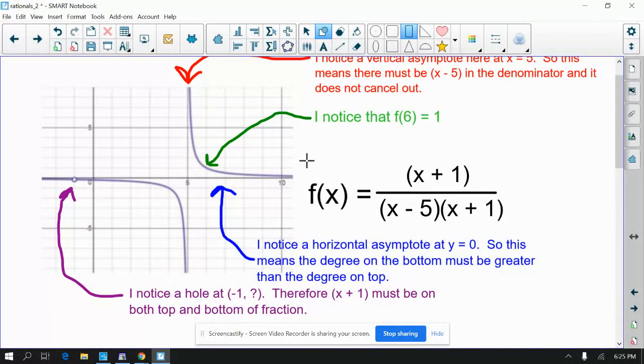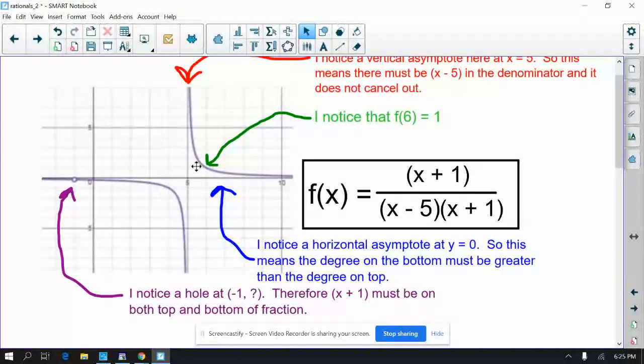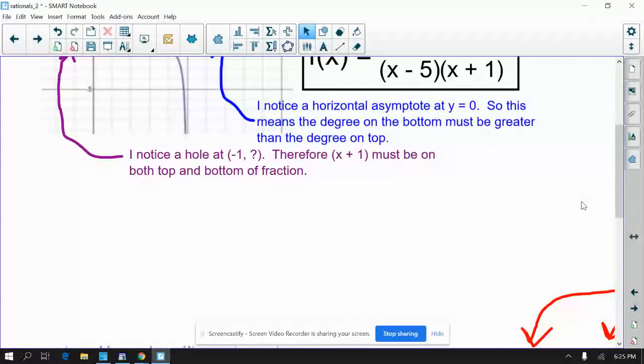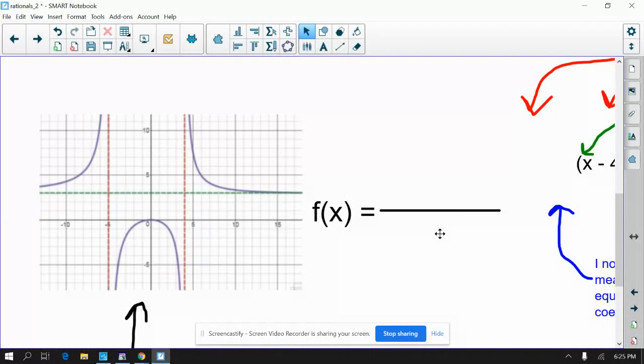This is the final correct answer. Kaboom. So that's pretty powerful. You saw a graph and you came up with the function that generated that graph. Let's practice again. Here's another rational function. This one's way funkier than the first one.